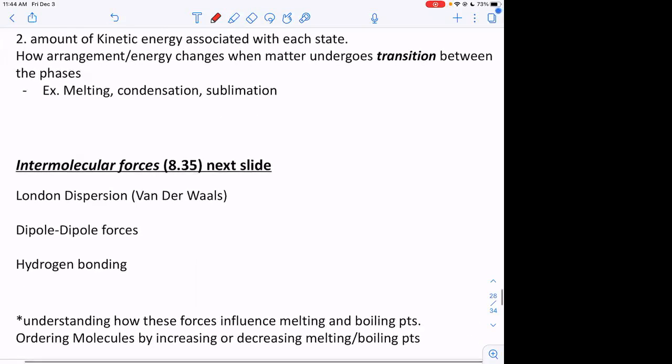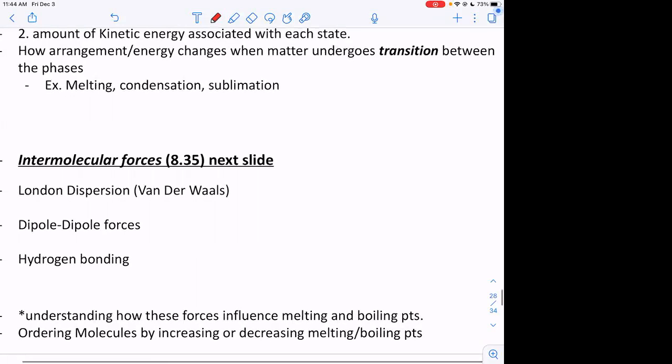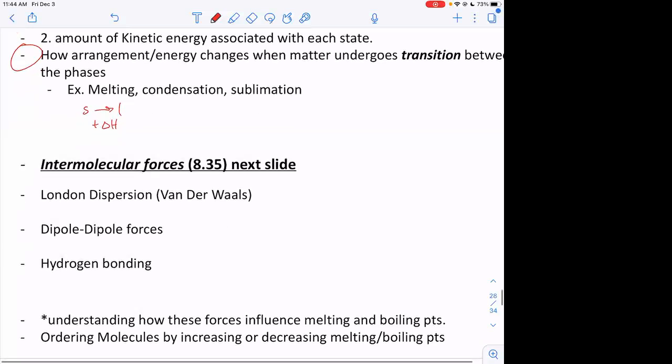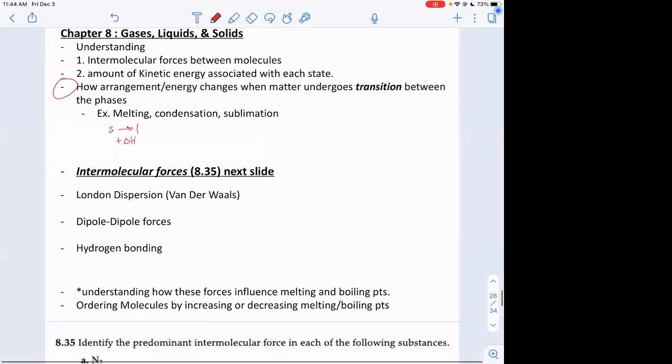How arrangement and energy change when matter undergoes transition. Melting, condensing, sublimation. Melting would be going from a solid to a liquid, so this is absorbing heat, and we'd say that has a positive delta H. We labeled a whole little chart that showed the transitions with positive and negative delta H's. That's all I want to say about that.